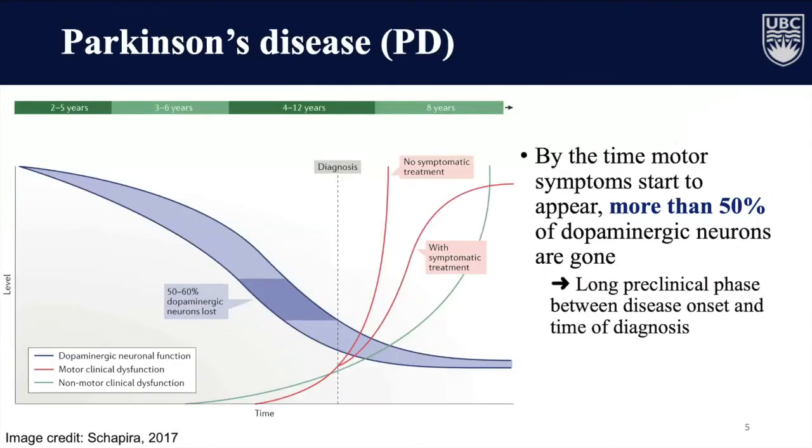A little bit about Parkinson's. So Parkinson's disease is the second most common neurodegenerative disorder. By the time motor symptoms start to appear, around 50% of the dopaminergic neurons are already gone. This means there's a relatively long preclinical phase between disease onset and the time of diagnosis.